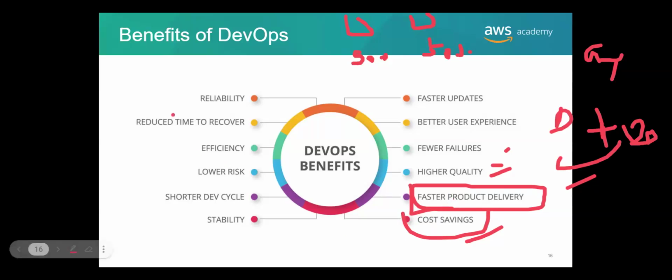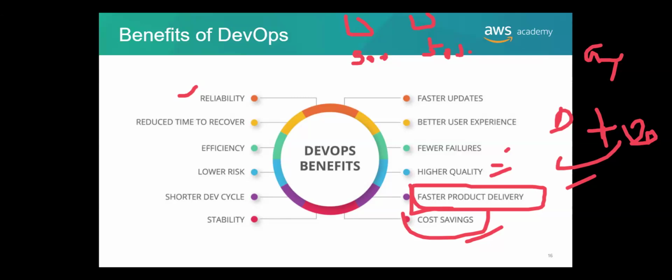Next one, reliability. Have you ever gone to the Amazon website and seen that the site is down or a 404 error? Have you seen that? Yes. When? Most of the time or very rarely? Rarely, right? But how many products do they have on their website? Multiple products, correct?